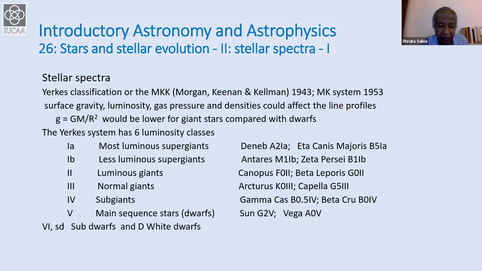So I've also given examples of each type over here, from the most luminous supergiants to the main sequence stars, dwarfs, where the Sun and Vega would fall in that category. So when you saw the spectral classification, it is G2, but in the luminosity classification, it is V. So the class of the Sun would be G2 V, okay? Similarly, the first two characters, A and 2, refer to the spectral class, and 1A refers to the giant class. Similarly for all the other stars or examples that I have listed over here.